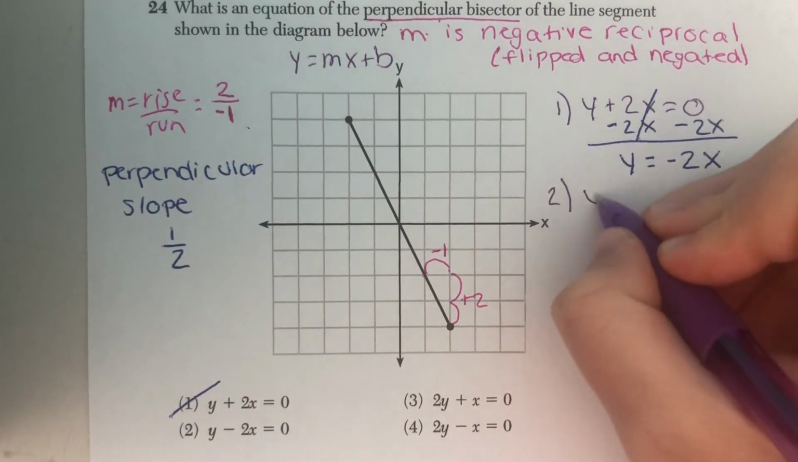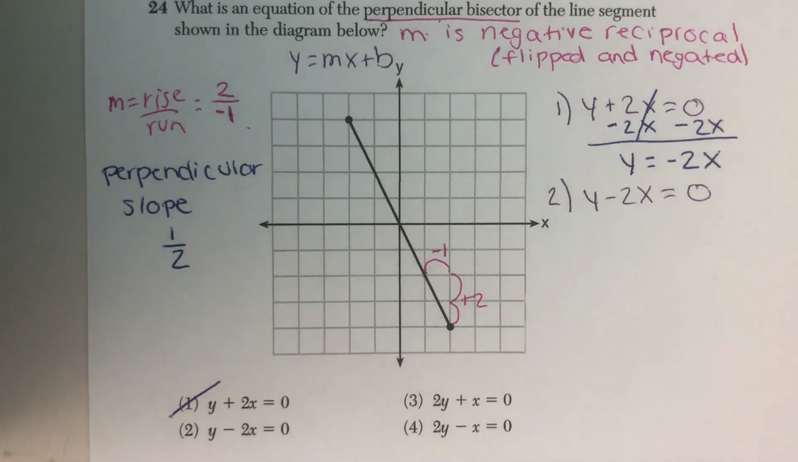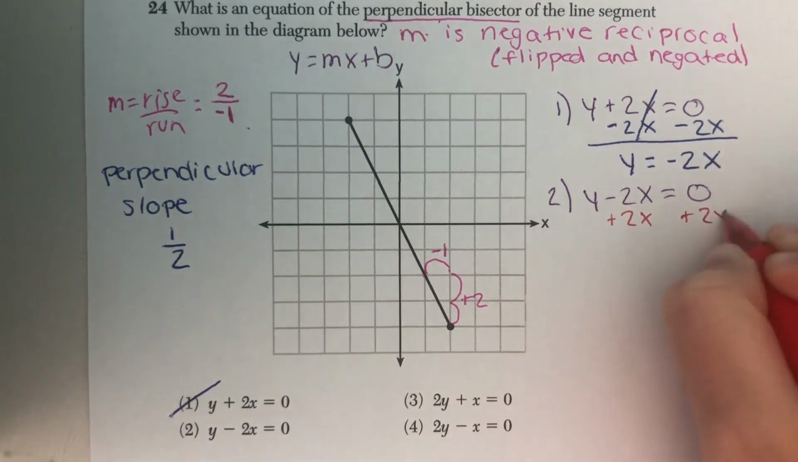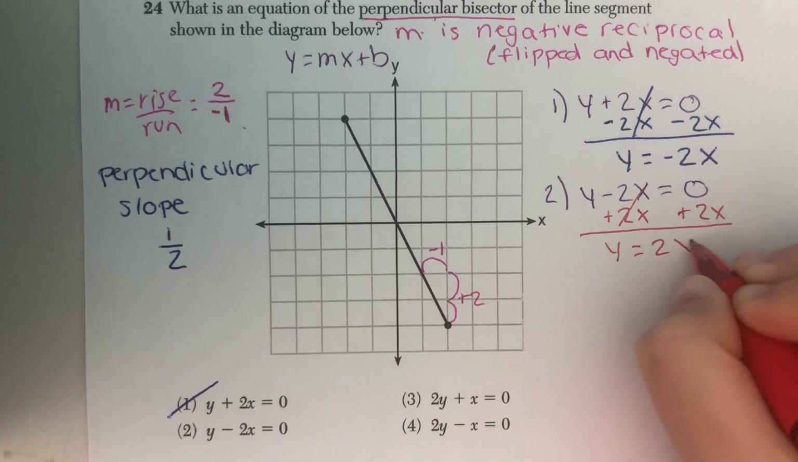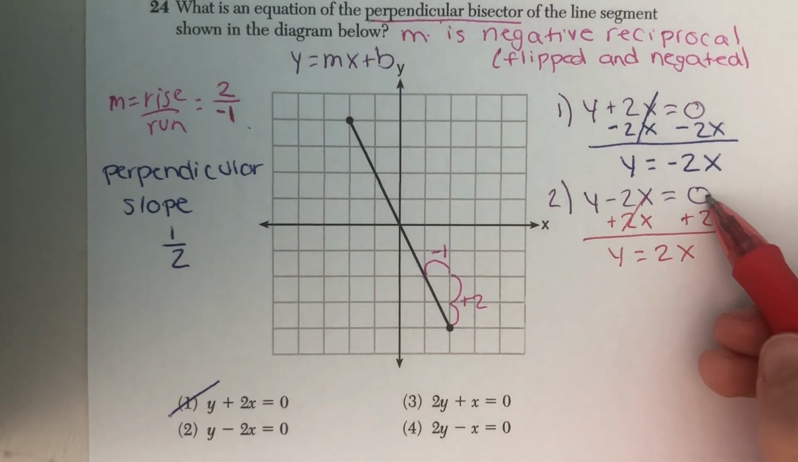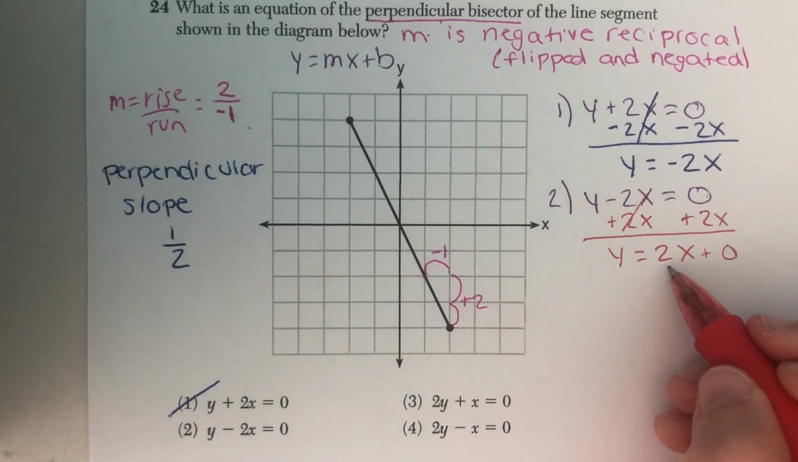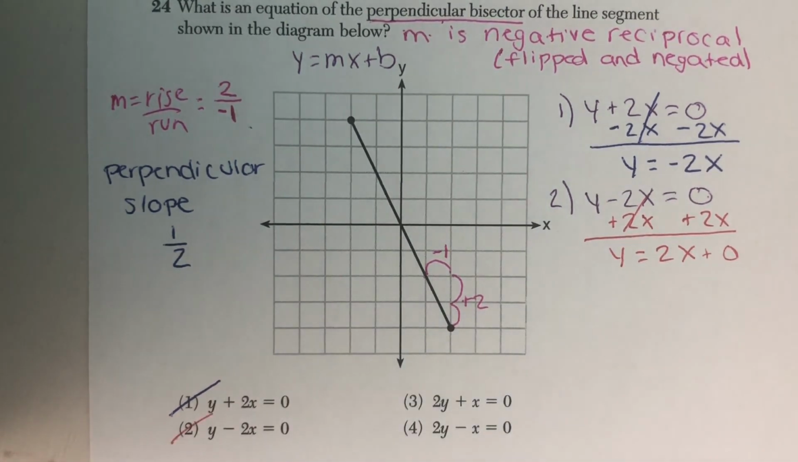Choice 2, y minus 2x is equal to 0. So I want my 2x on this side, so since it's negative right here, I'm going to add it to both sides. I get y is equal to 2x. My y-intercept is 0, so I'm just going to leave it out, or you can write plus 0 if you'd like. Does this 2 match my perpendicular slope, 1/2? No. So choice 2 is not the correct answer.